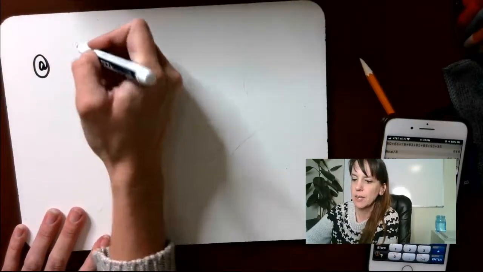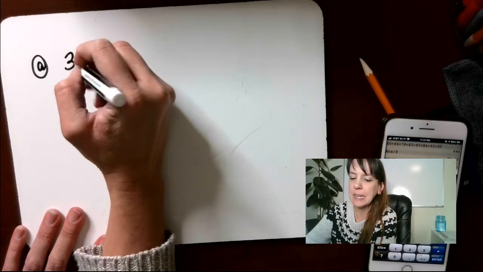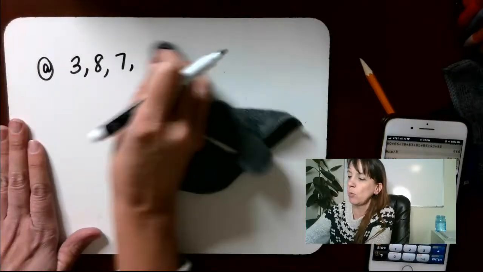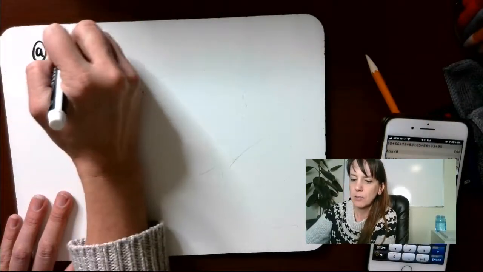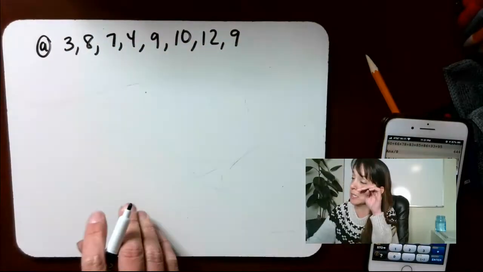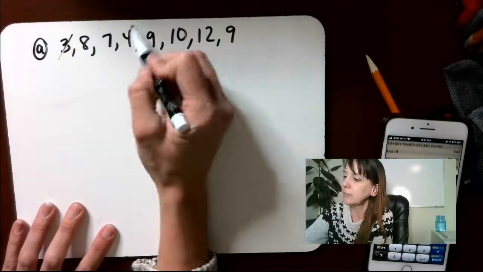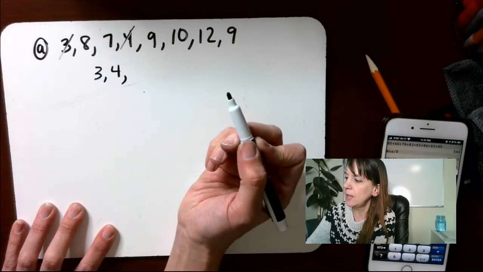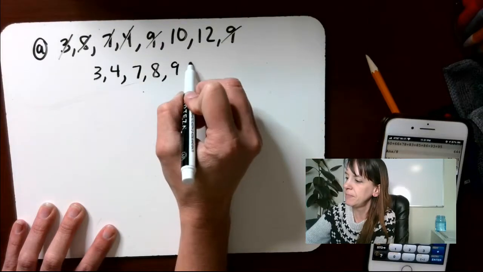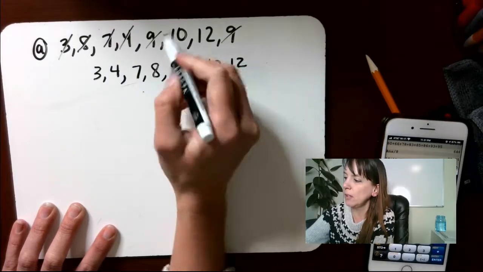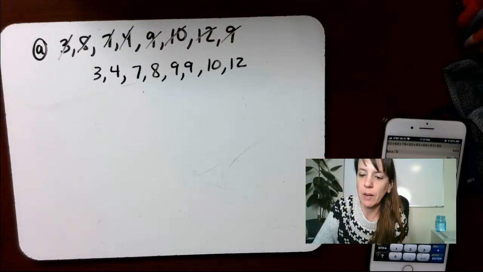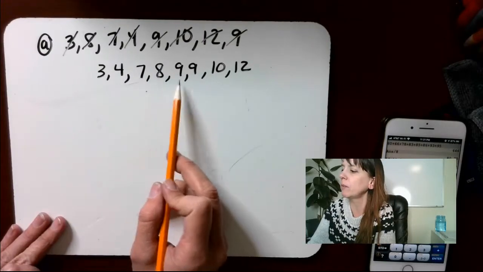So we have: find the range, median, mode, and mean of 3, 8, 7, 4, 9, 10, 12, and 9. I'm going to use my whole board here because I'm going to run out of room otherwise. All right, let's put these in order. We got 3, 4, and then we've got 7, 8, 9, 9, 10, and 12. Okay, so just count, make sure. 1, 2, 3, 4, 5, 6, 7, 8.